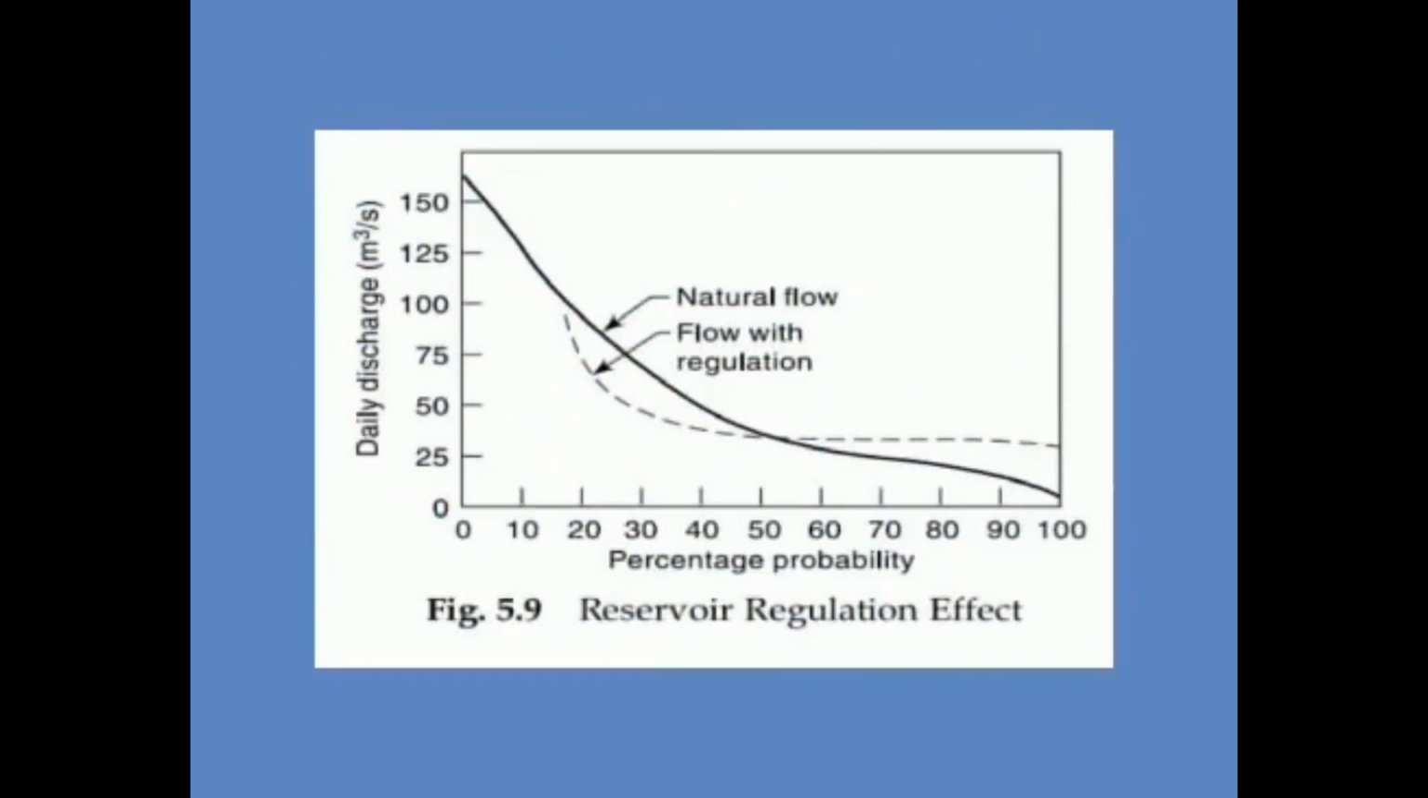This is the data of regulation effect. The natural flow is 100 to 50 meter cube per second and the regulated flow is 25 to 78 meter cube per second.